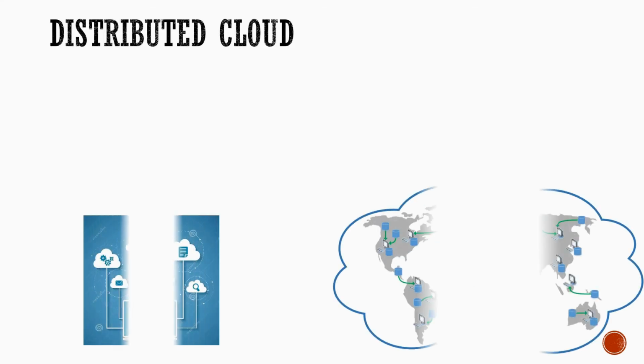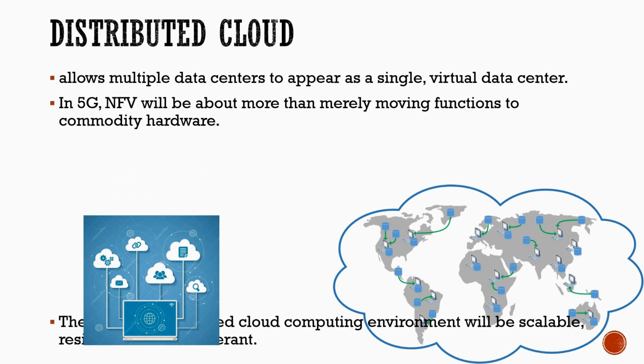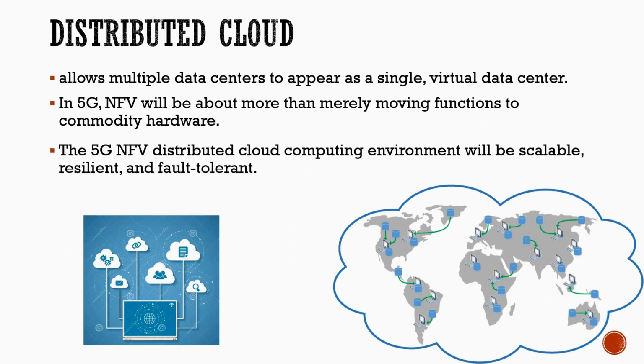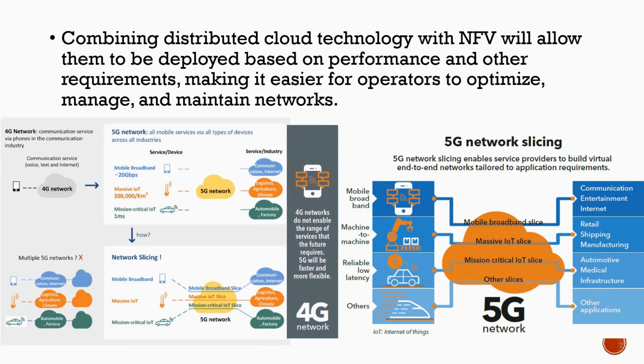Distributed cloud technology allows multiple data centers to appear as a single virtual data center. In 5G, NFV will be more than merely moving functions to commodity hardware. The 5G NFV distributed cloud computing environment will be scalable, resilient, and fault-tolerant. Combining distributed cloud technology with NFV will allow operators to deploy based on performance and other requirements, making it easier to optimize, manage, and maintain networks.